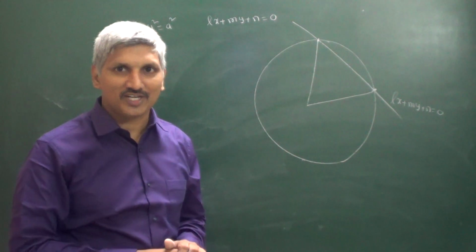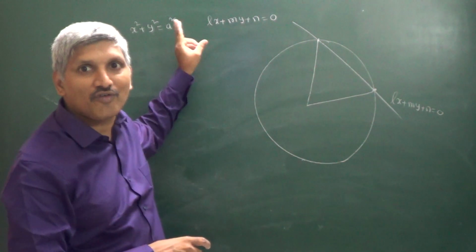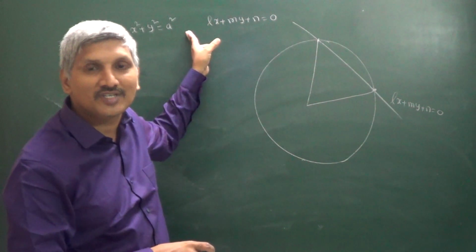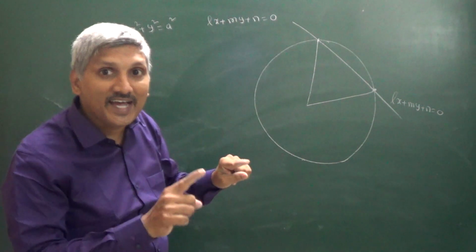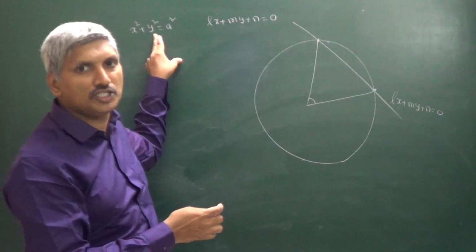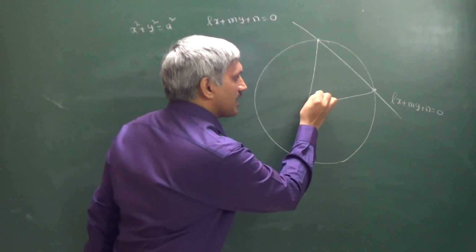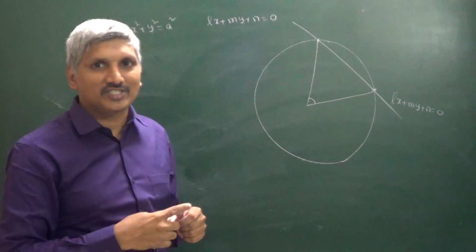Now what is it saying in the question? The line and the point of intersection of these two curves subtend a right angle at the center of the circle. The center of the circle is (0, 0). So at the center of the circle it is subtending 90 degrees. Then what is the condition?